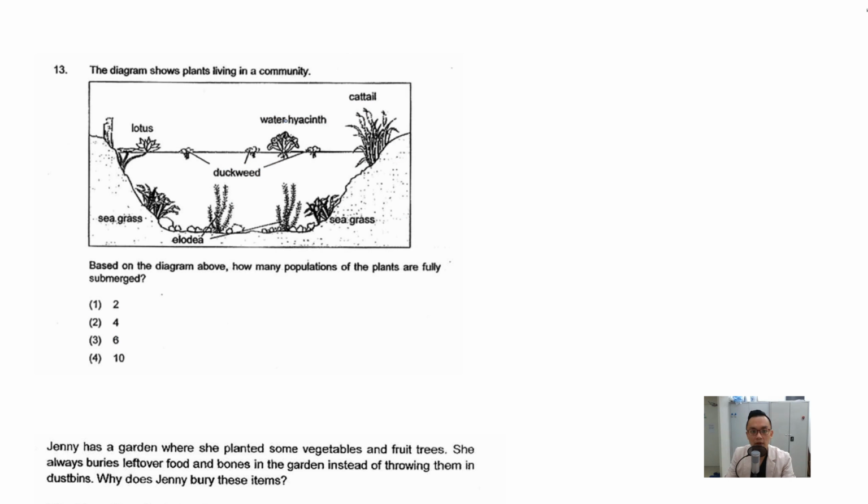Okay, again, let's look at this. The diagram shows plants living in a community. We have cattail, 1 population. We have water hyacinth, 2 populations. We have duckweed, 3. Lotus, 4. We have seagrass, 5. We have elodea, 6. Seagrass again, so same, elodea, same. So altogether 6 populations. So the answer is number 3.